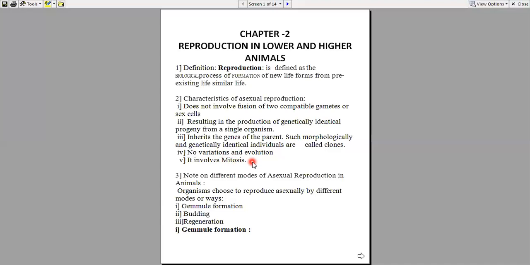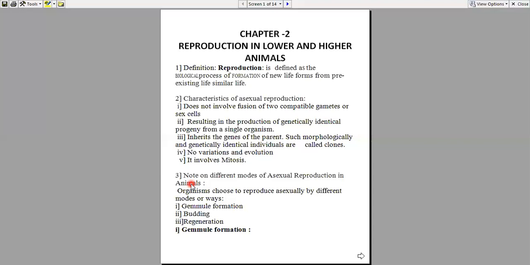Question number 3. Note on different modes of asexual reproduction in animals. See, this is a brief question. It can be asked in the form of short answer or even a long answer where you have to explain any two modes of asexual reproduction.